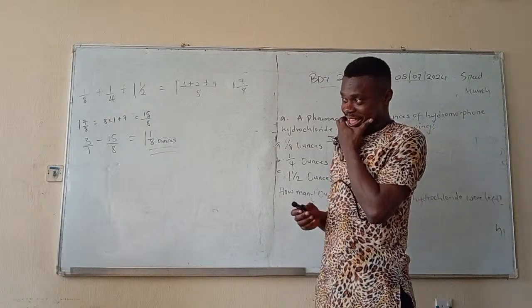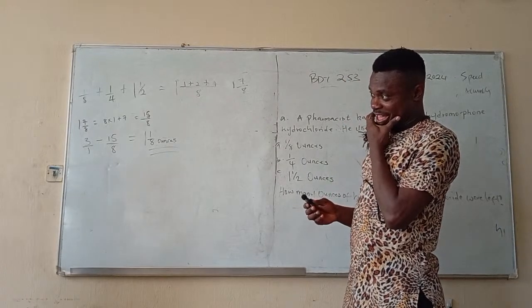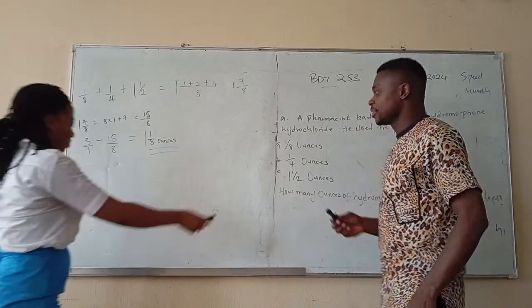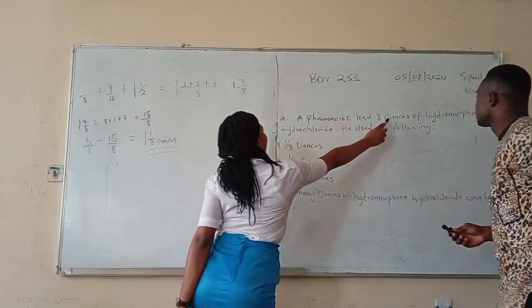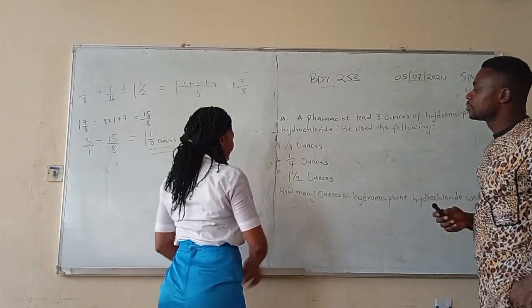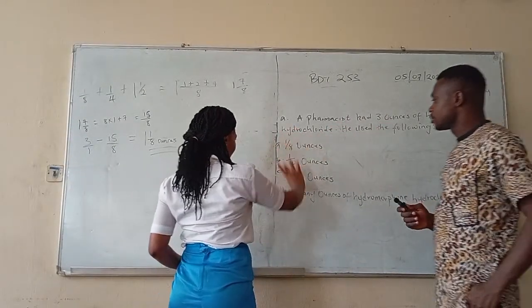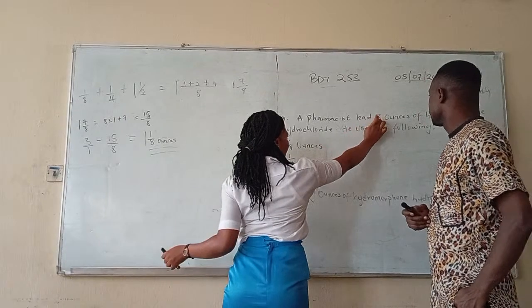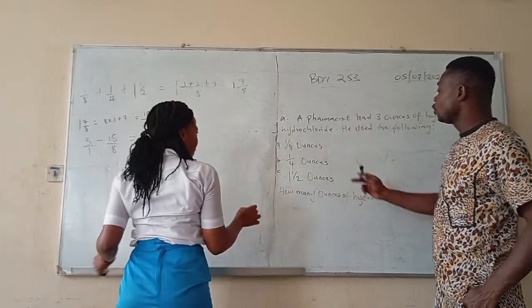You added, right? She added, so I got 39 over 8. So you should do what? Subtract.